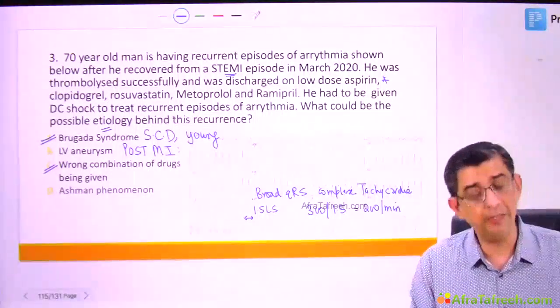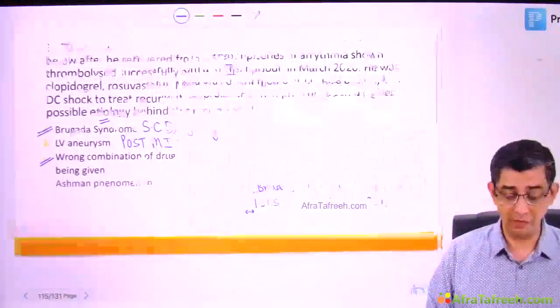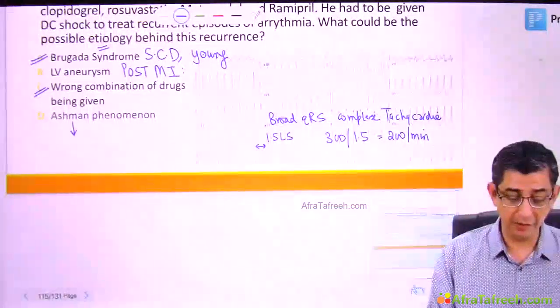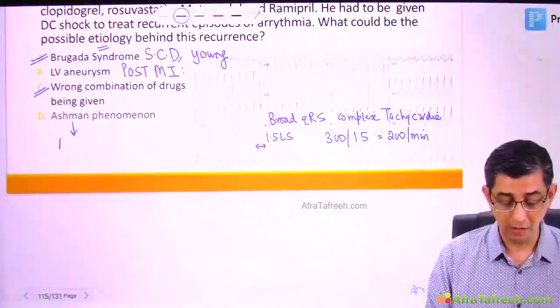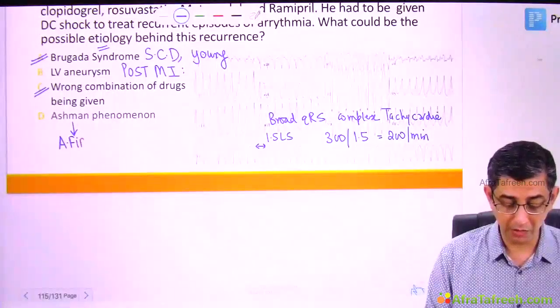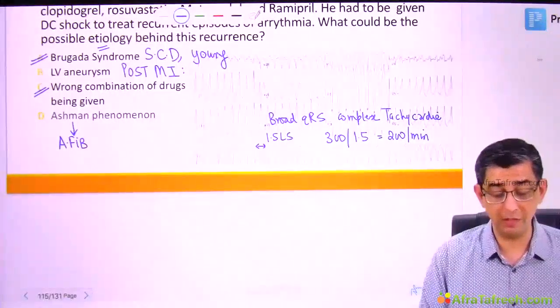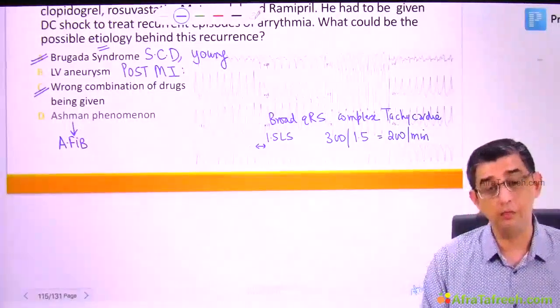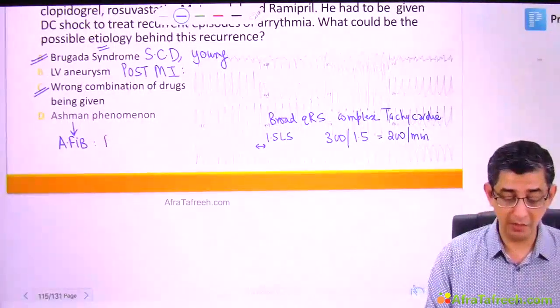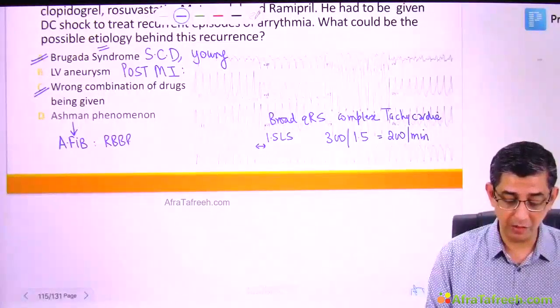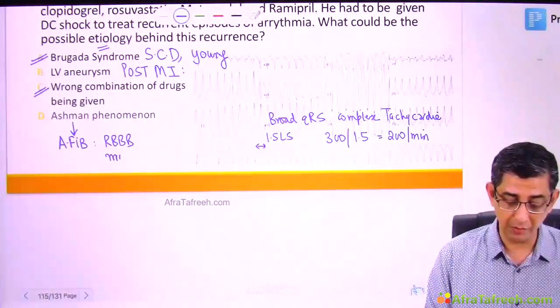You are left between B and D. Now let's look at Ashman phenomenon. Well, Ashman phenomenon is seen in atrial fibrillation. One, remember, Ashman phenomenon is associated with atrial fibrillation. Atrial fibrillation has a narrow complex tachycardia. Well, what is Ashman phenomenon? It can be a right bundle branch morphology that could be found in an ECG of atrial fibrillation.